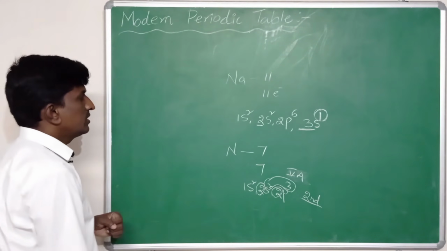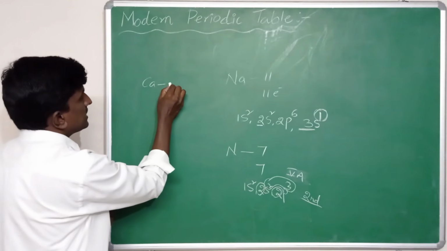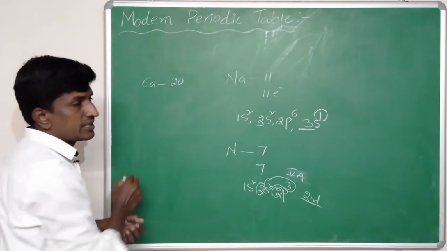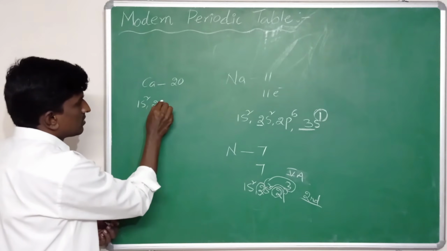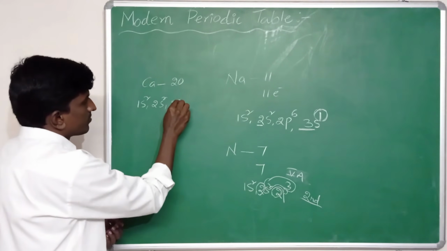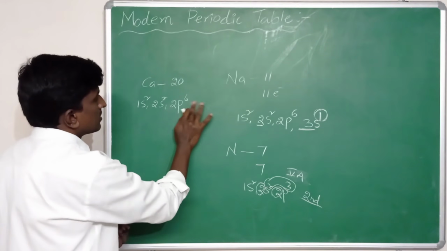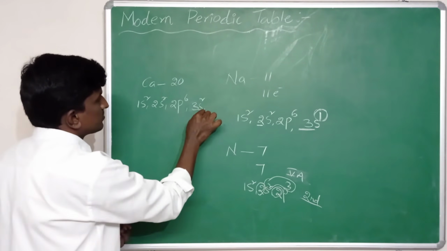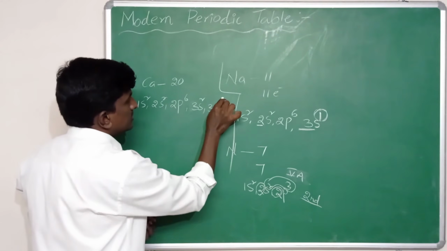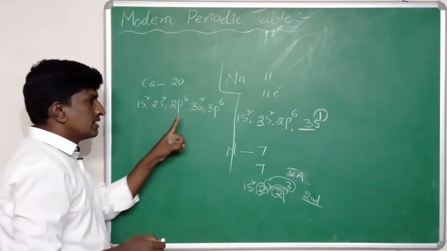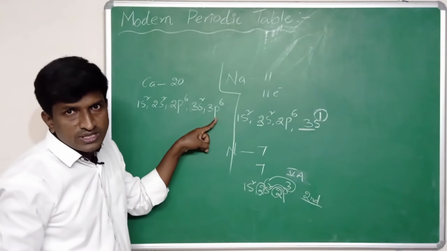Similarly, one more example here. Let us take calcium. The atomic number of calcium is 20. Its electronic configuration is 1s2, 2s2, 2p6, 3s2, 3p6. So here in the third main shell there is a 3d orbital also.